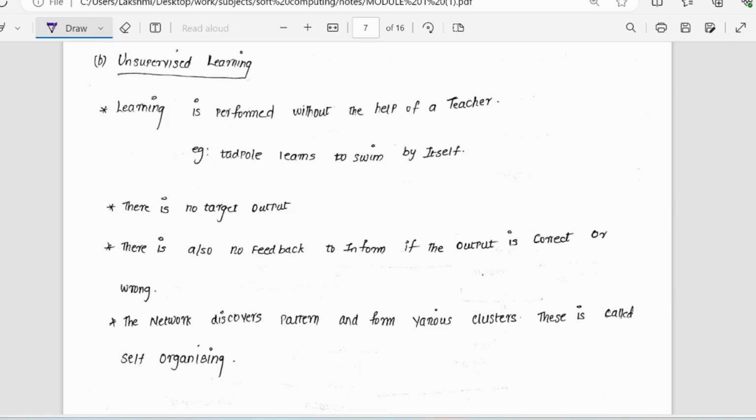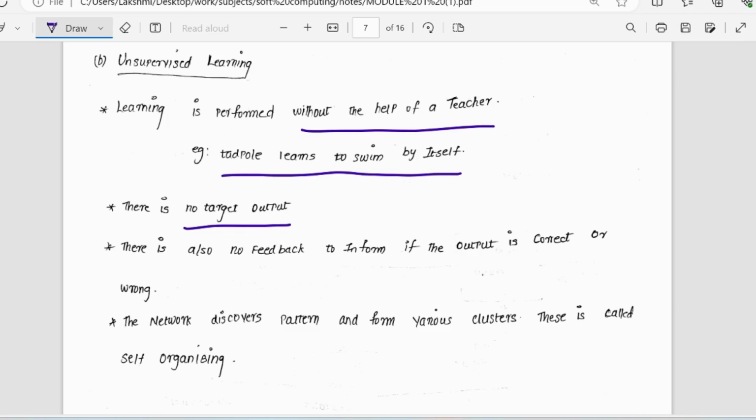Based on the learning method, the second one is called unsupervised learning. In unsupervised learning, we do not have a supervisor or a teacher. So without the help of a teacher, it is going to learn by itself. That is, the network is going to learn what type of output it must generate. For example, we know that a tadpole learns to swim by itself. Without teaching, the time it is born, it starts swimming. So there is no teacher for it.